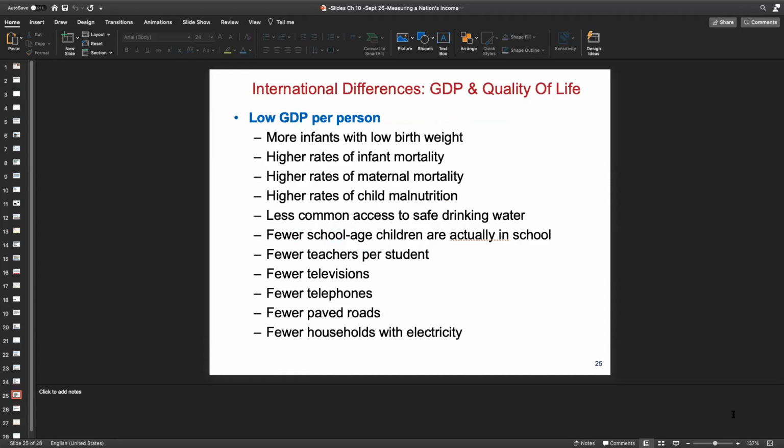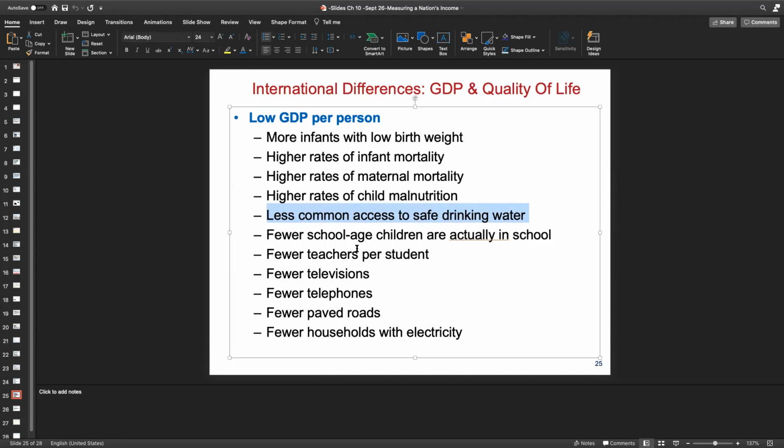So, if you look at the data, you can see that those countries with lower GDP per person have more infants with low birth weight, a higher rate of infant mortality, a higher rate of maternal mortality, and also a higher rate of child malnutrition, and less common access to safe drinking water, which is actually the most important factor for a healthy population in a country.